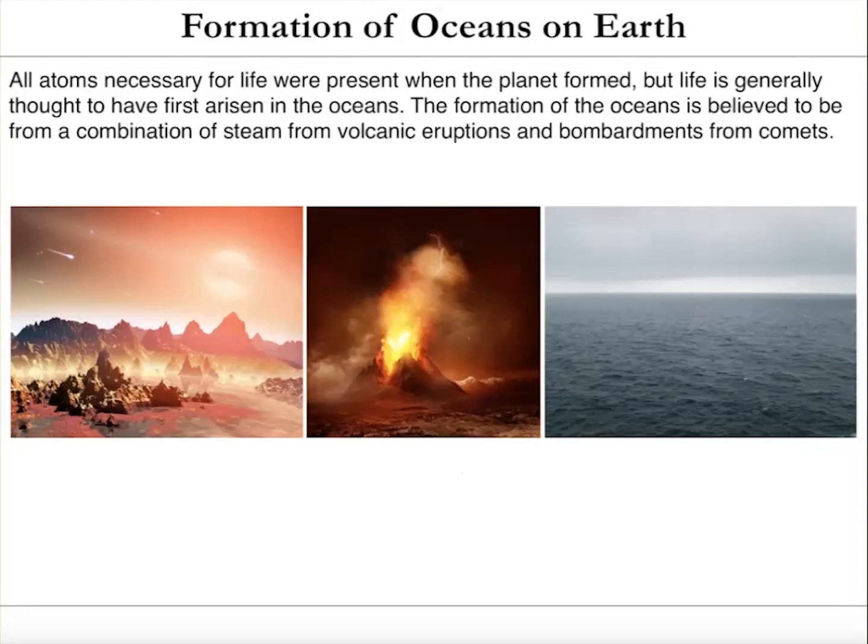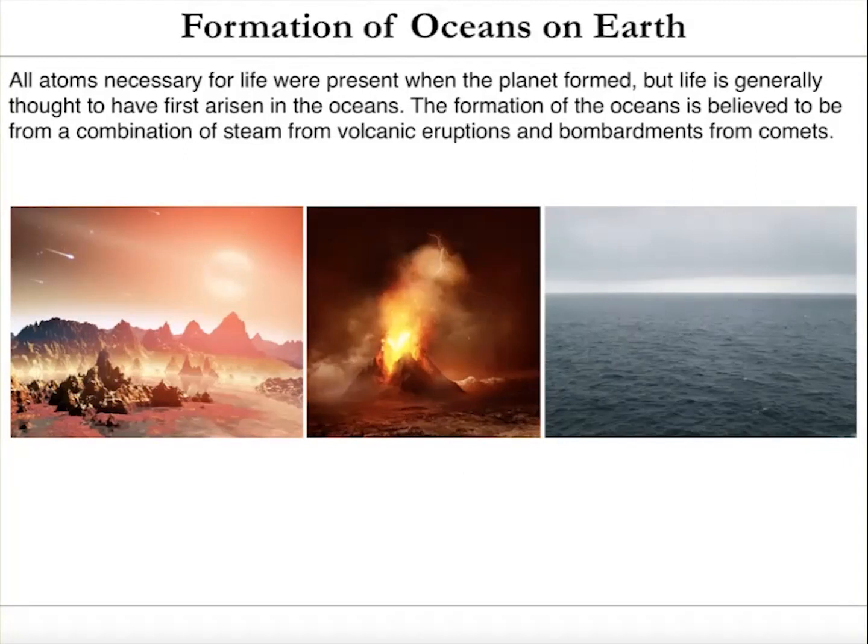So all the atoms necessary for life were present when the planet formed, but since life is generally thought to have arisen in the oceans, we see how important water is to living systems. The formation of the oceans is basically the catalyst for life as we know it.